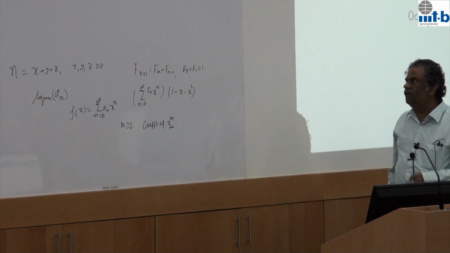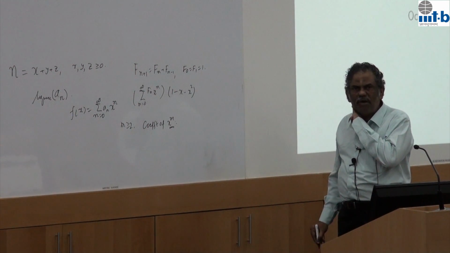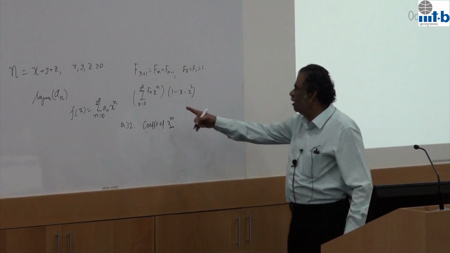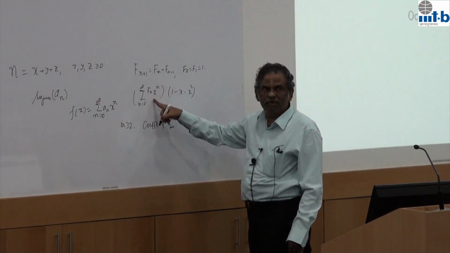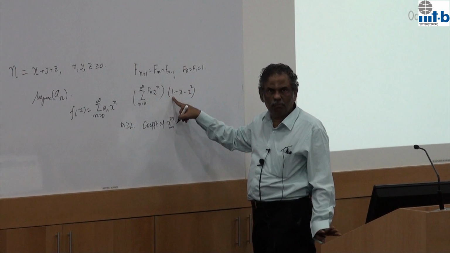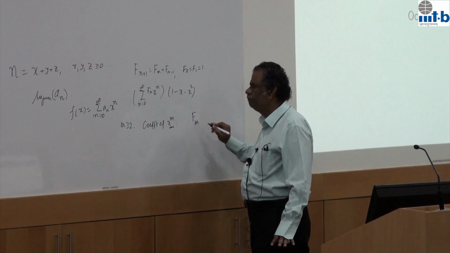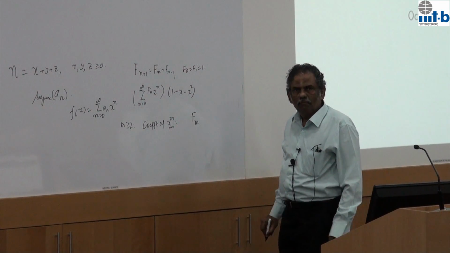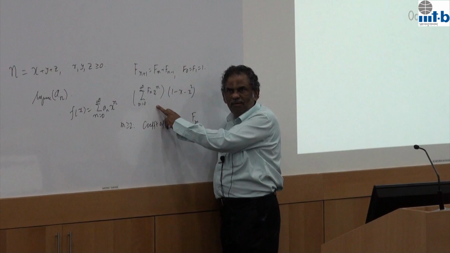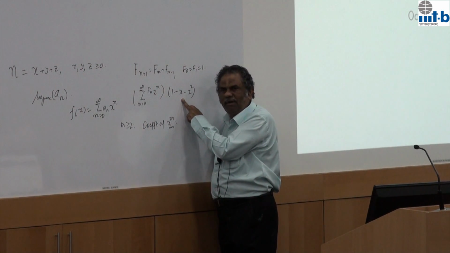What will be the coefficient of x power m when I look at summation fn x power n multiplied by 1 minus x minus x square? There will be a term fm x power m here, and fm x power m multiplied by 1 will give you a coefficient of x power m, and therefore that will give you fm. There will be a term which is fm minus 1 x power m minus 1. This fm minus 1 x power m minus 1 multiplied by this x will give you fm minus 1.